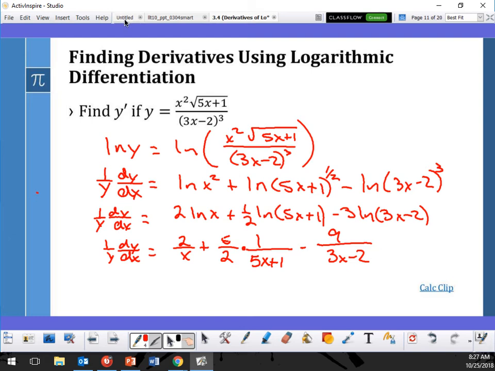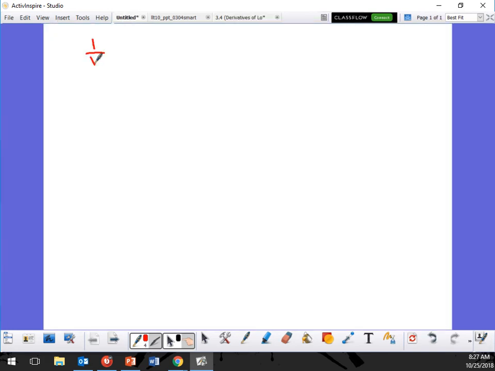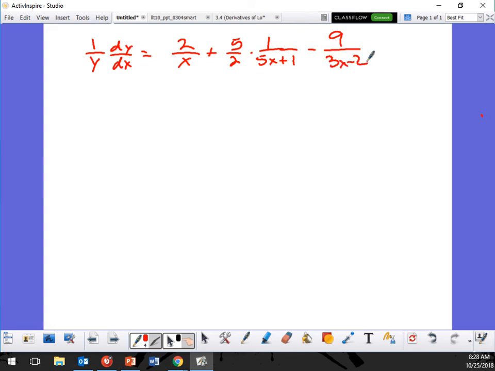Okay. Here, I'm going to rewrite this step right here, okay? So I get 1 over y dy/dx equals, what was it? 2 over x plus 5 over 2 times 1 over 5x plus 1, minus 9 over 3x minus 2. Like that? Yes. Okay.